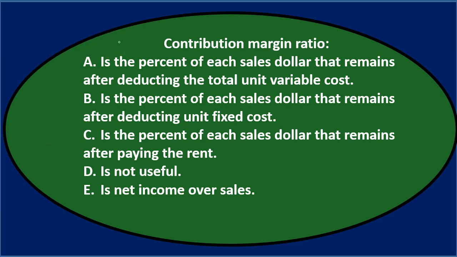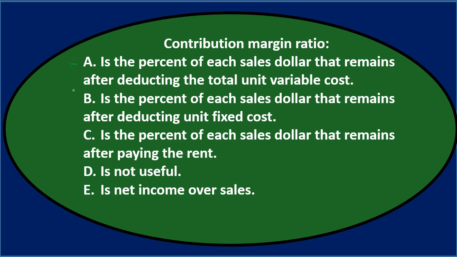Contribution margin ratio. Now, even if we don't really know the contribution margin ratio, or we don't feel like we have a grasp, it's a ratio, and we know what the contribution margin contains. It's going to be the sales minus the variable costs. And then we have a ratio that has something to do with sales and variable costs. Okay, so then A says, is the percentage of each sales dollar, so sales dollar, that's part of it, that remains after deducting the total unit variable costs. So that at least includes things on sales and variable costs, so that seems reasonable. I'll keep that for now.